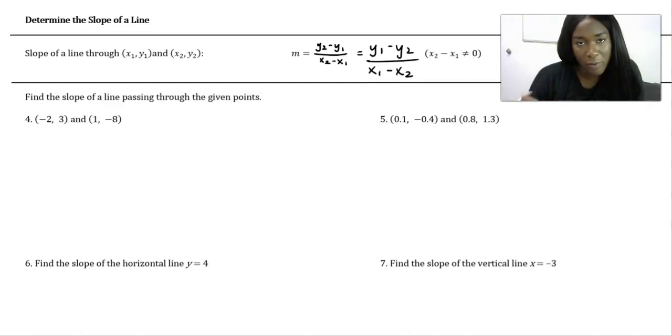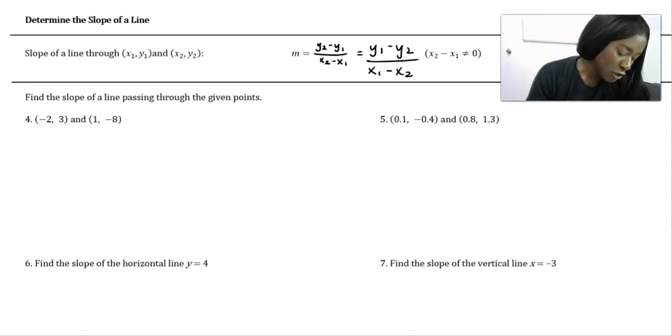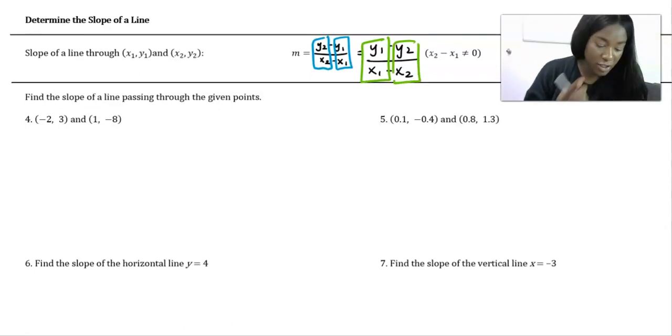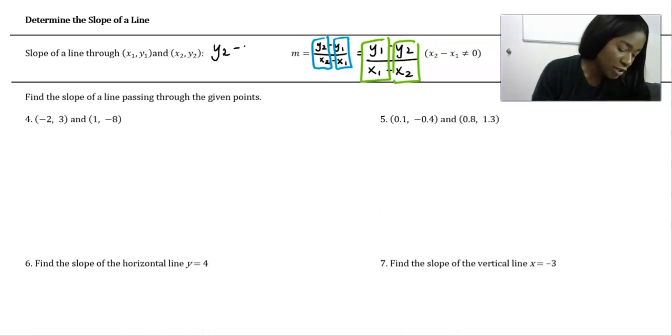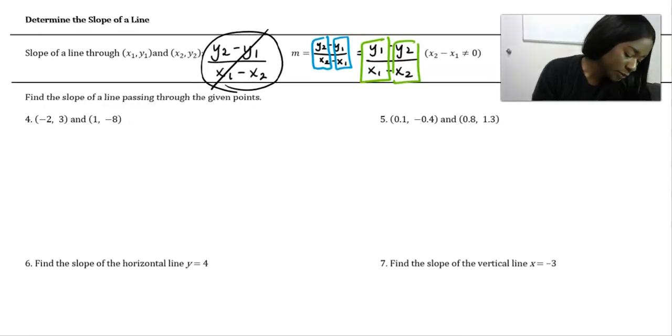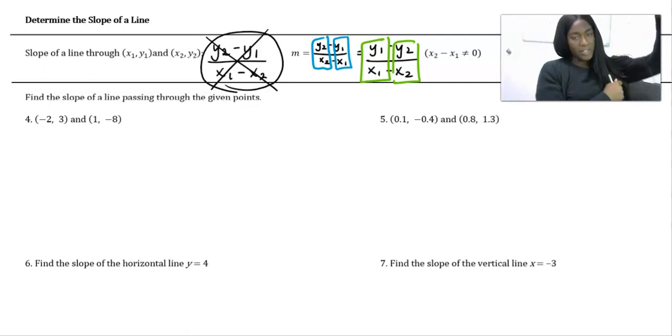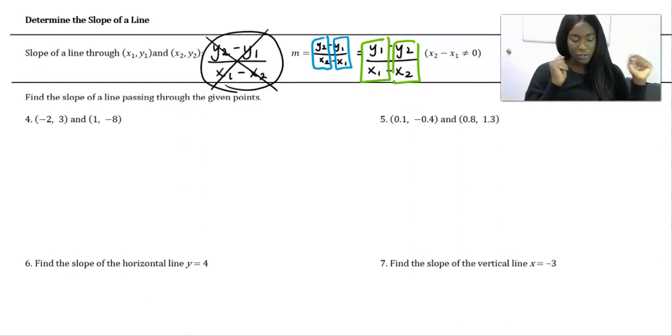So it doesn't matter if you put the ones first or the twos first, but what does matter is you have to have y2 over x2 and y1 over x1. And same thing here. The ones have to be on top of the ones and the twos have to be on top of the twos. So what I mean by that, what you could not do is y2 minus y1 over x1 minus x2. That would be incorrect because if you're going to put the y2 first in the numerator, you have to put the x2 first in the denominator, and vice versa if you were going to do the ones.